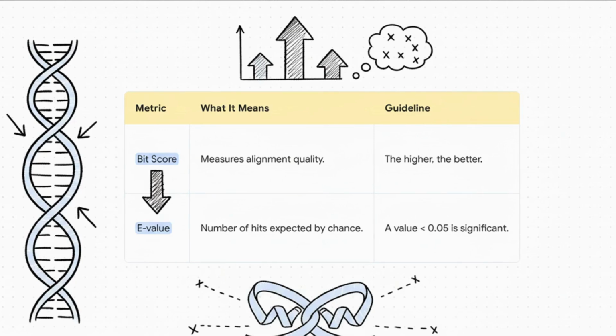The second number, and I'd argue it's even more important, is the E value. That stands for expect value. It tells you how many matches with a similar score you'd expect to find just by pure chance. So for the E value, the crucial takeaway is you want a low number. The lower, the better. Anything under 0.05 is generally a pretty good sign that your match is real.